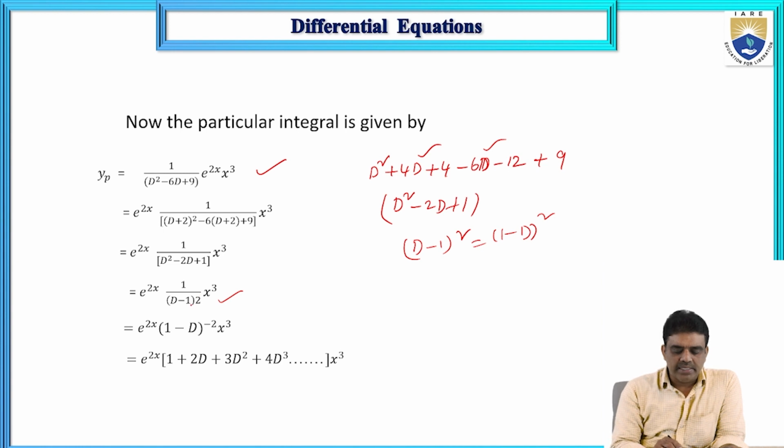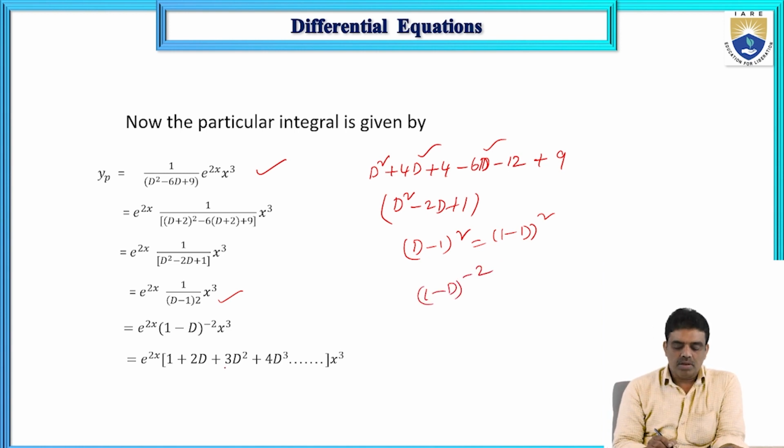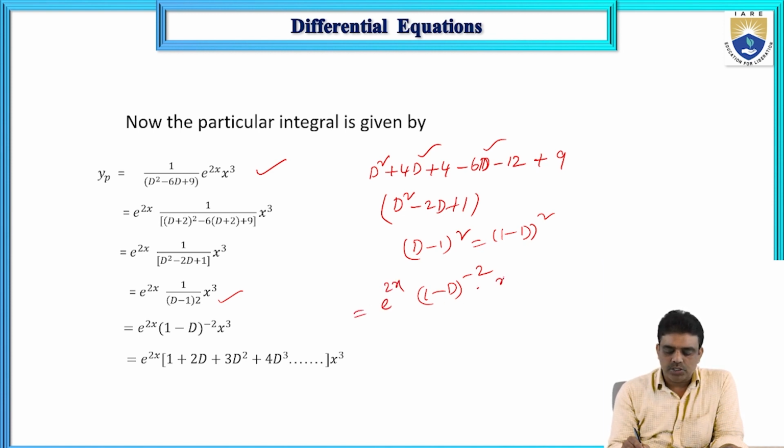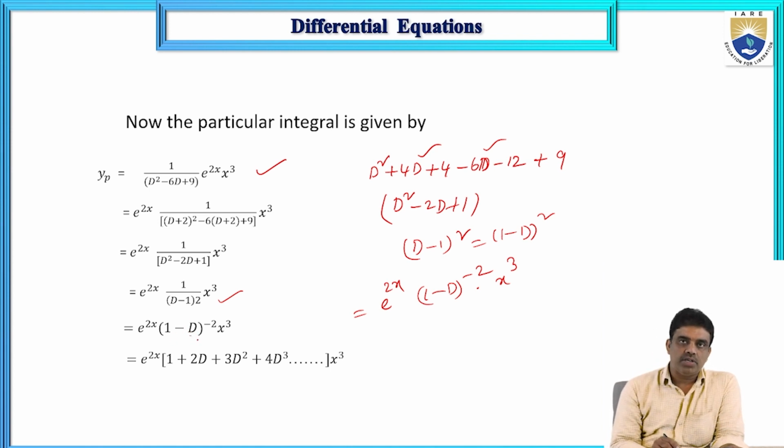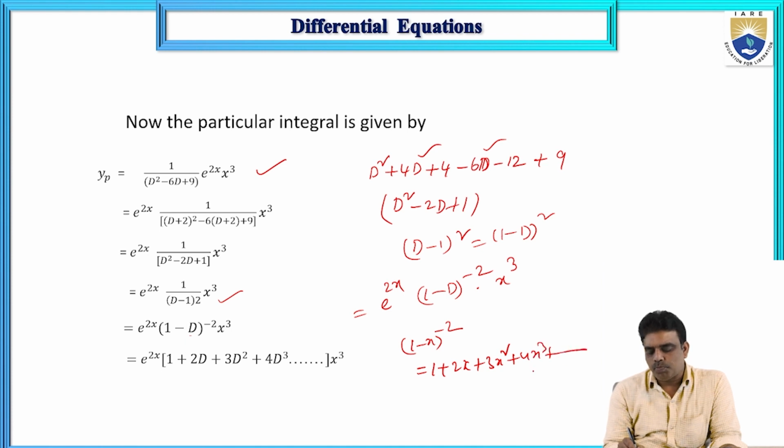So I can write 1 minus d whole square in the form of the numerator, that is 1 minus d whole power minus 2 of x cube. So this is e power 2x into 1 minus d whole power minus 2 of x cube. As per the third type, we have to write the denominator as 1 plus phi of d notation, so it is reached to 1 plus phi of d whole power minus 2. Now it is in the form of 1 minus x whole power minus 2. By using the binomial expansion, the expansion is 1 plus 2x plus 3x square plus 4x cube and so on.